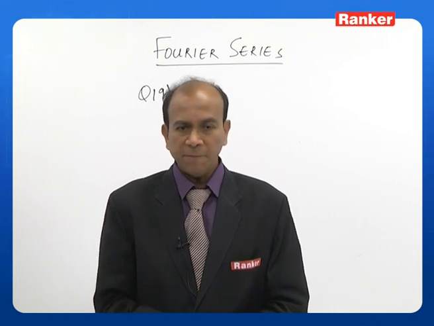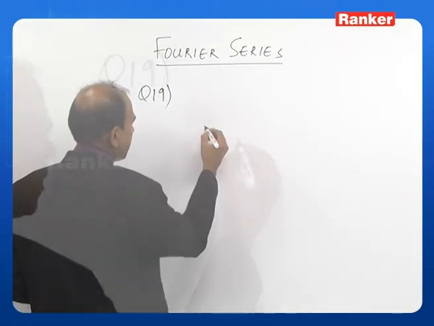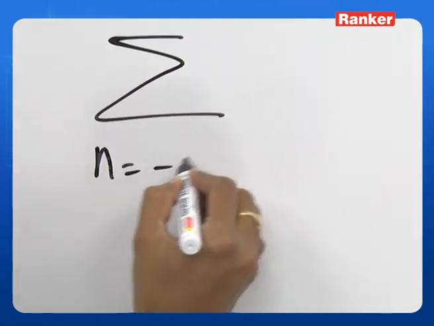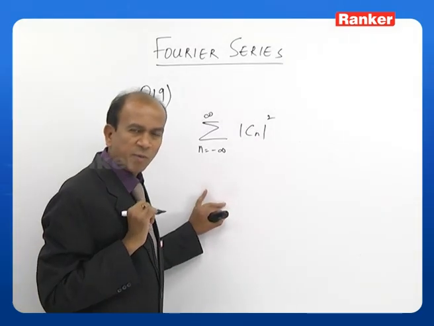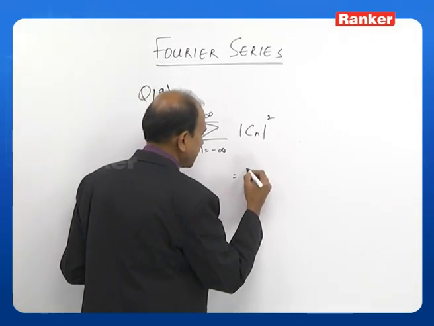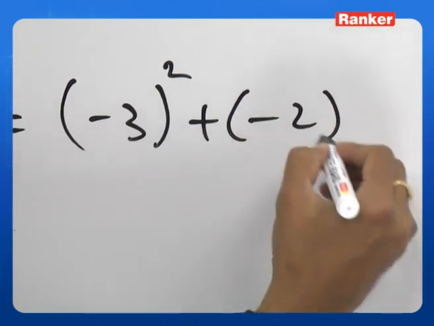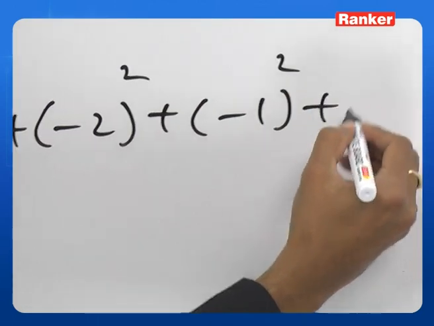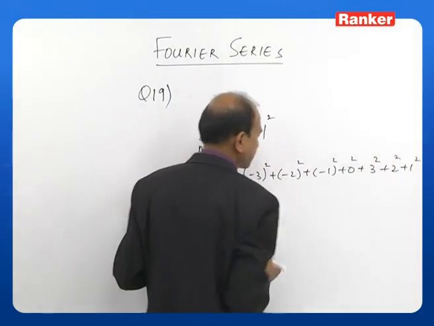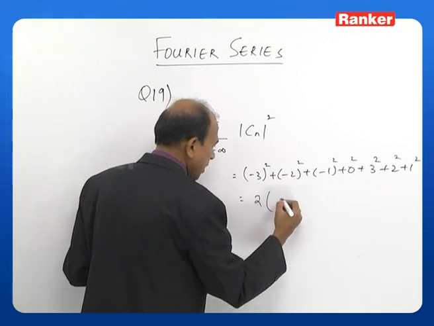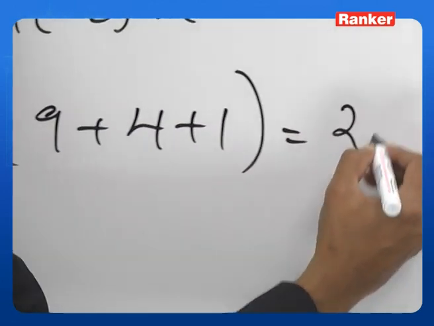So, using Parseval's theorem, we can find out the answer for this. Okay? Let us put that here. Using Parseval's theorem, it is a summation from minus infinity to plus infinity of Cn whole square. The coefficients are given to us. So, we can put this as minus 3 whole square plus minus 2 whole square plus minus 1 whole square plus 0 square plus 3 square plus 2 square plus 1 square. So, this I can write as 2 into 9 plus 4 plus 1. So, this is equal to 28.